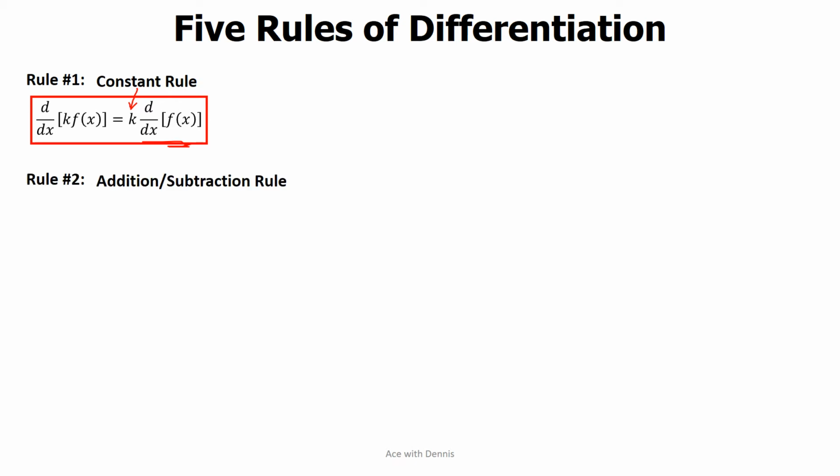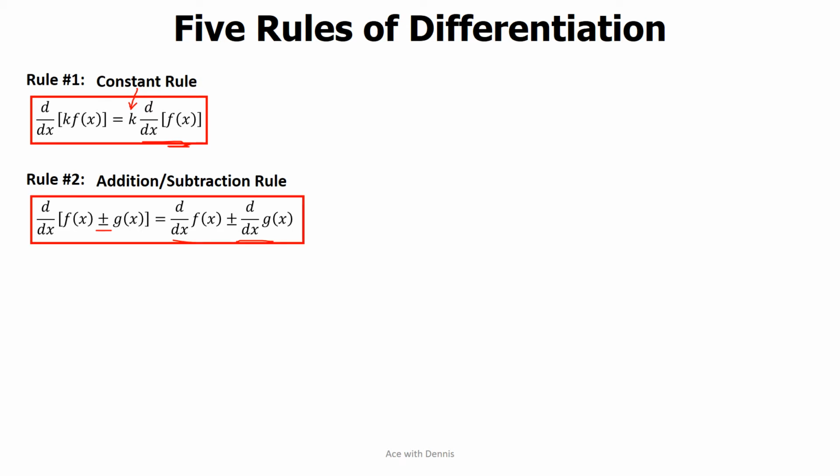Rule number 2, addition or subtraction rule. If I want to differentiate two functions f(x) and g(x) where they are plus or minus each other, we can actually split them up and differentiate them separately, which becomes d/dx f(x) plus or minus d/dx g(x). So this is rule number 2.